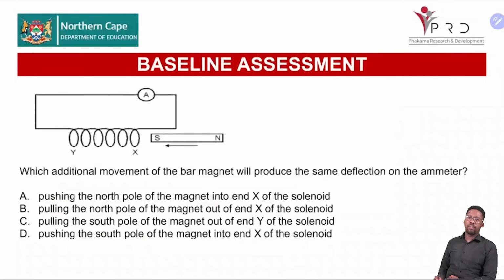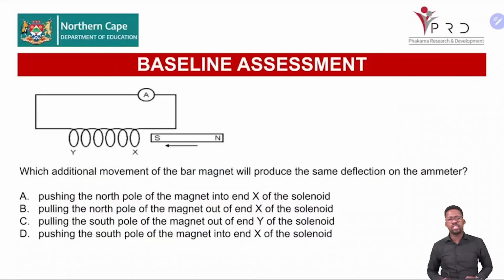I'm going to give you a minute to respond to this baseline assessment. The question is saying, which additional movement of the bar magnet will produce the same deflection on the ammeter? And for the correct answer there, we did say that we don't just choose, but you must eliminate the obvious distractors. You'll be left with two options. From those two options, you choose the most correct answer.